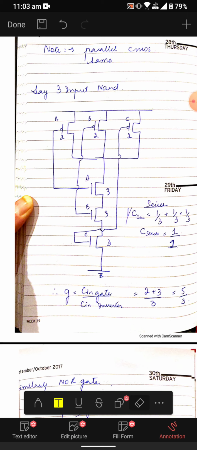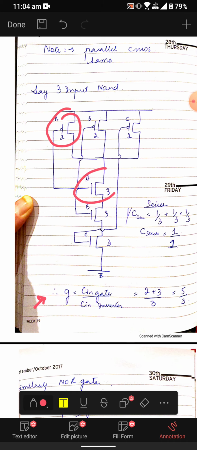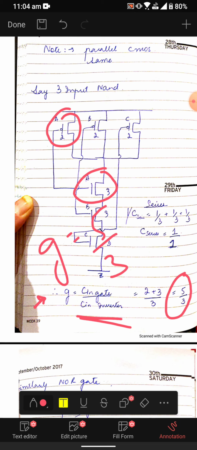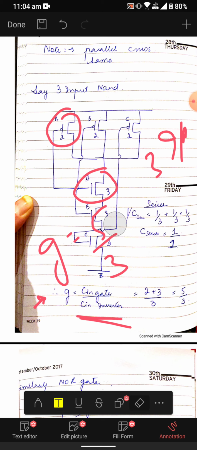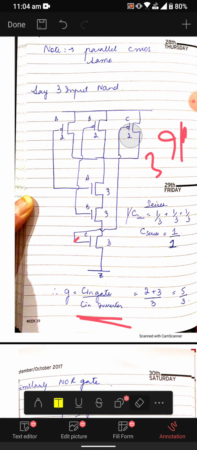ओके. अब we have to simply calculate G. G किसके बराबर है? For 1 input. एक इनपुट आपका फॉर एग्जांपल A है, उसके लिए यहाँ पे 2 है और यहाँ पर 3 है. 2 + 3 it is 5. And already इसको हमें किसके साथ कंपेयर करना है? For the C input of the inverter. वो हमने पहले ही कैलकुलेट किया. It is equal to 3. So total will be 5/3. तो G it is equal to 5/3 for 3 input NAND. Okay. So for 3 input NAND your G is equal to 5/3 as we have calculated here in this example.